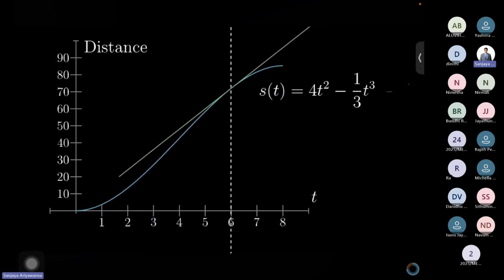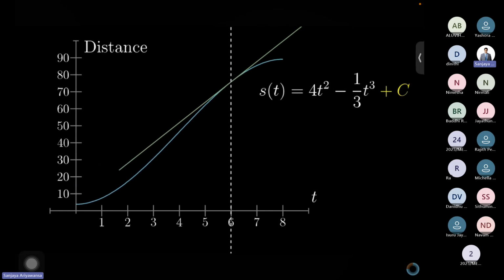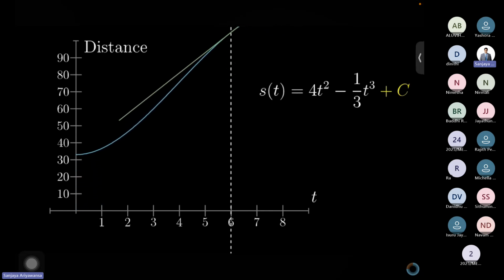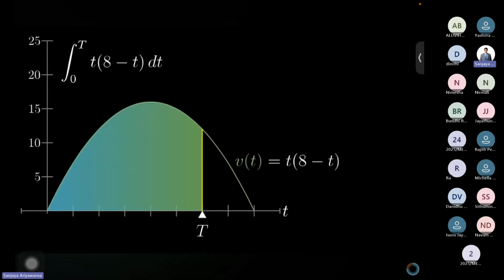So in reality, there's actually infinitely many different possible antiderivative functions, and every one of them looks like 4t squared minus 1/3 t cubed plus c for some constant c. But there is one piece of information that we haven't used yet that's going to let us zero in on which antiderivative to use: the lower bound of the integral.